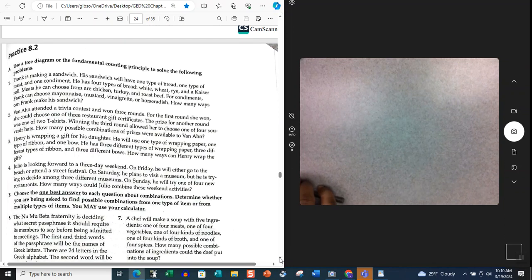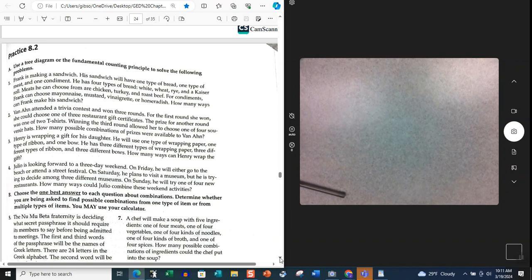Now we have A. It says use a tree diagram or the fundamental counting principle to solve the following problems. Now, I'm going to tell you, we're going to use the fundamental counting principle because the tree diagram would take up too much time. And some of these numbers get very, very large. So number 1, Frank is making a sandwich. His sandwich will have 1 type of bread, 1 type of meat, and 1 condiment.